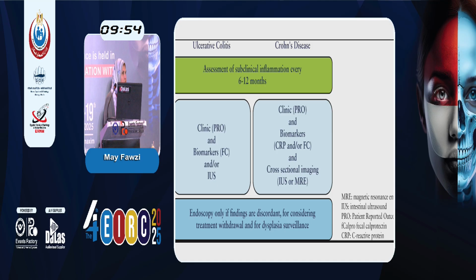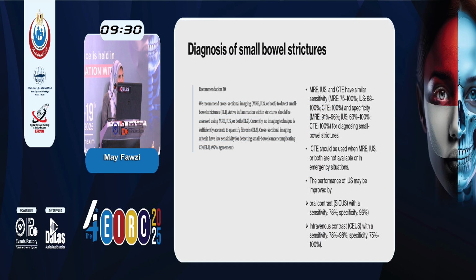So what if the patient is in remission? Do I stop monitoring the patient? No. If the patient is in complete remission by ultrasound, endoscopy, and patient-reported outcomes, I should follow him up every 6 months with fecal calprotectin. This is the most important thing to monitor with, more than CRP, and intestinal ultrasound. Endoscopy will only be needed if the patient has something more or there is a disparity between the two assessment tools.